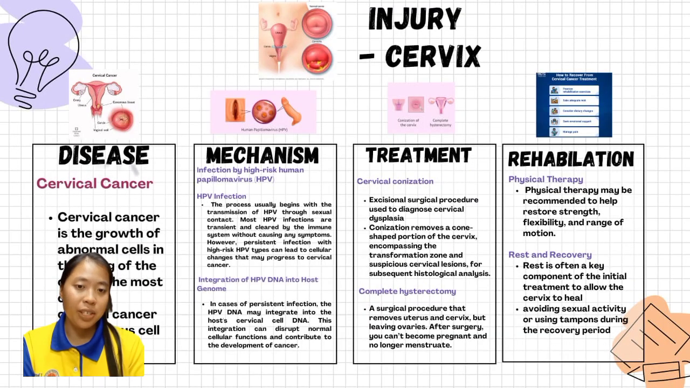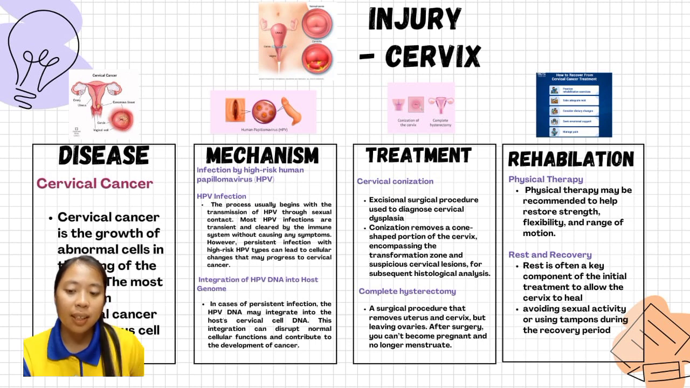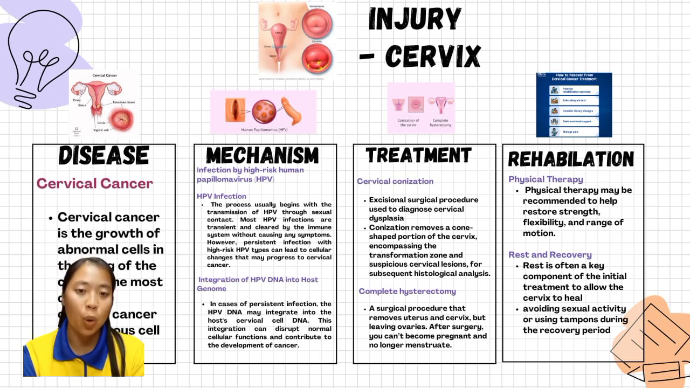The second component is injury. The organ in the female reproductive system that has been chosen for this component is the cervix. The cervical disease is cervical cancer, which is the growth of abnormal cancer cells in the lining of the cervix. The most common type of cervical cancer is carcinoma. The cause of cervical cancer is HPV infection. HPV is infection by high-risk human papillomavirus.